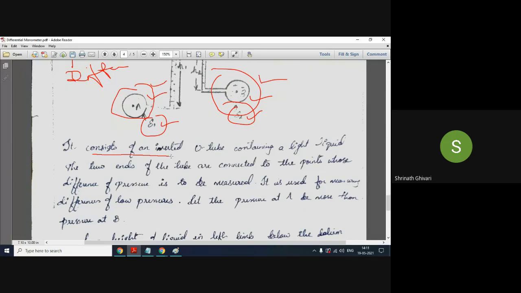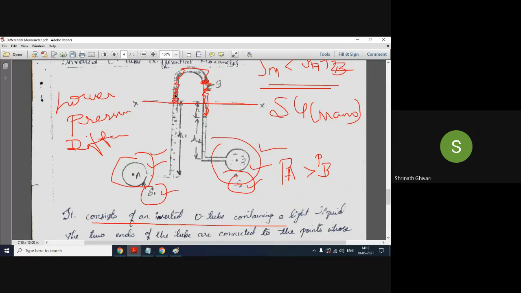It consists of an inverted U-tube containing a lighter liquid, right? The two ends of the tube are connected to the points whose difference of pressure is to be measured. As I have told you, we are not measuring the pressure, we are measuring the pressure difference between the two pipes. Let the pressure at A be more than the pressure at B. So it will apply more pressure, and the manometric liquid will go down.